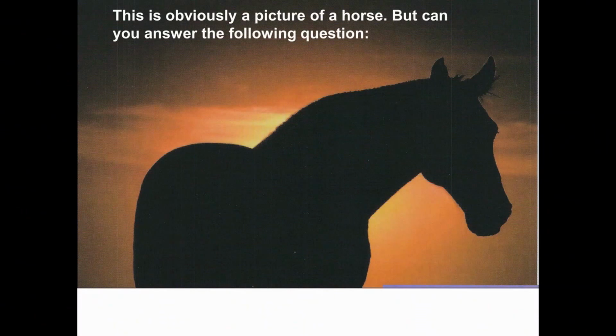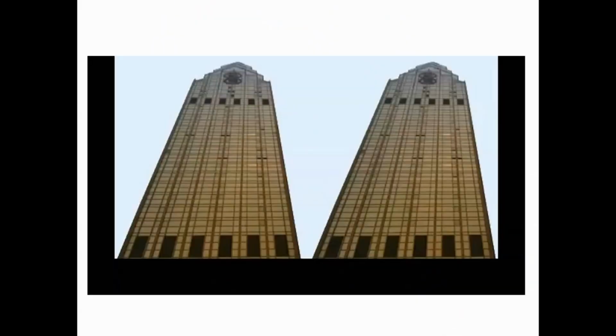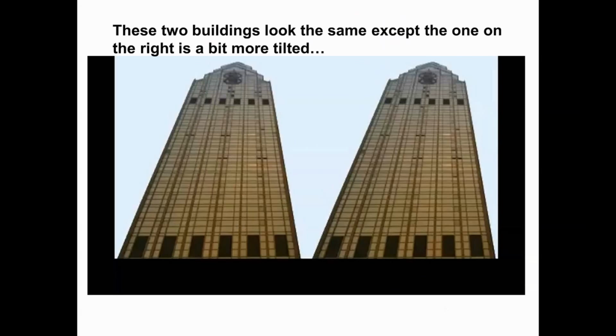This is obviously a picture of a horse. But can you answer the following question? Which is closer to you, the front of the horse or the rear of the horse? We can recognize a perfectly normal human face even when it's upside down. Or can we? These two buildings look the same, except the one on the right is a bit more tilted. Or is it?